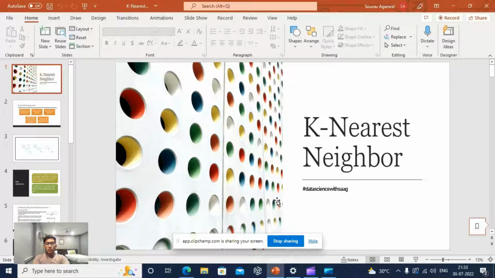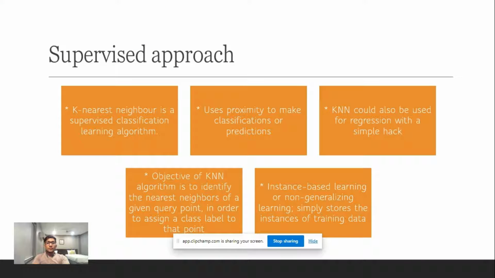Today we are going to talk about one of the most basic and most intuitive supervised machine learning algorithms. This is the first algorithm of the series under supervised machine learning. The algorithm is K nearest neighbor. So let us understand the supervised approach of K-nearest neighbor. K-nearest neighbor is a supervised classification learning algorithm.